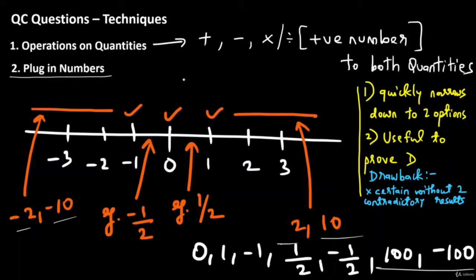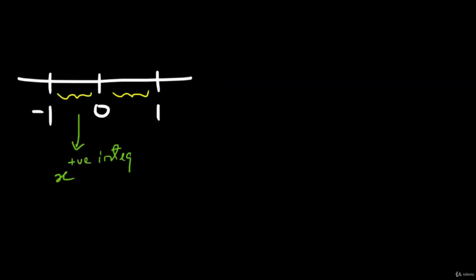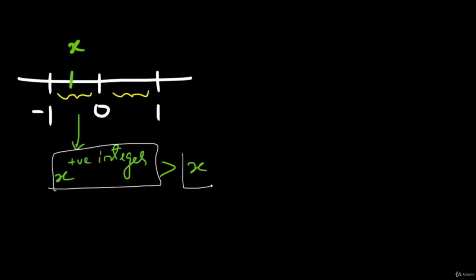Alright, now why is it important to take numbers between 1 and 0 and -1 and 0? Let's see a special property of a proper fraction and a negative fraction. If you take a number x between -1 and 0, and raise that number to a positive integer, then the value that you get will be greater than x, right? Let's see that with an example.